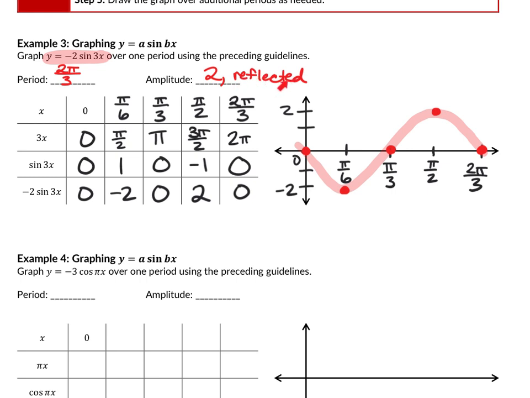I just wrote, and that's why I wrote the word reflected around it or next to it, because in my mind, I like to know the amplitude is 2, but I also want to remember that it should start down because it's reflected. This negative in front affects a reflection over the x-axis, not the amplitude. That was a great question.